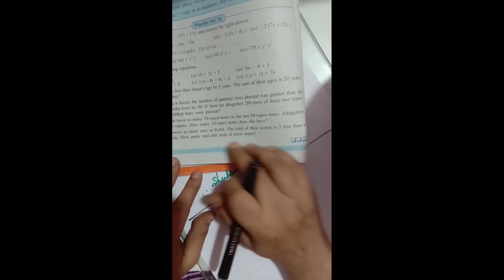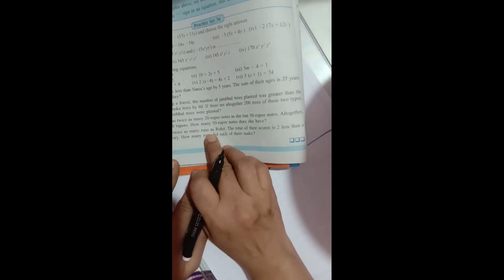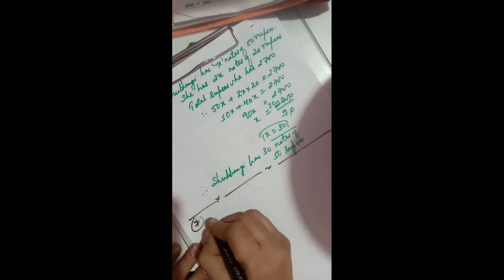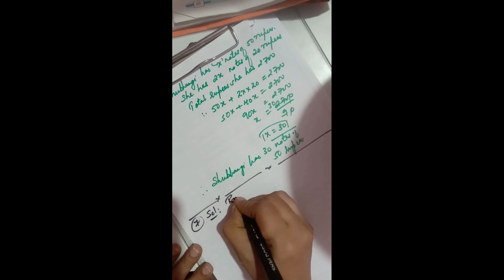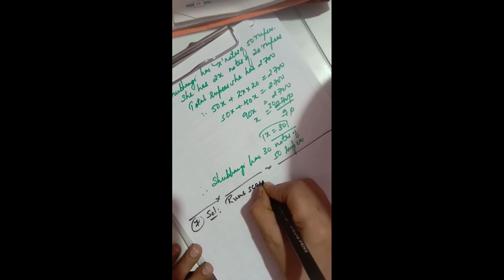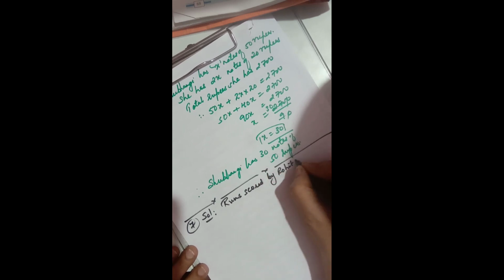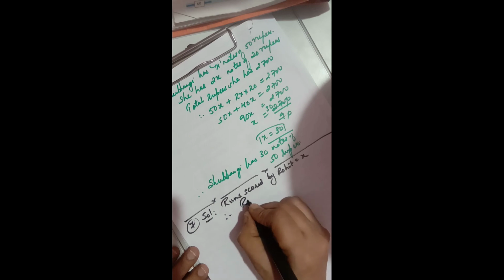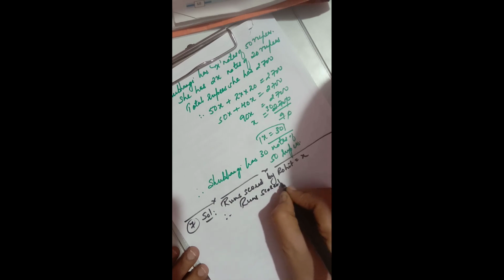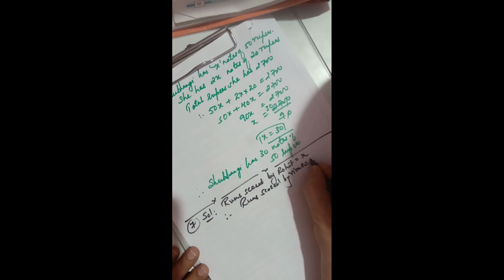We have to find the number of runs scored by the players. Here Virat made twice as many runs as Rohit. So who has scored fewer runs? Rohit. So let us start with the solution. Runs scored by Rohit is equal to x. Therefore runs scored by Virat is equal to 2x.